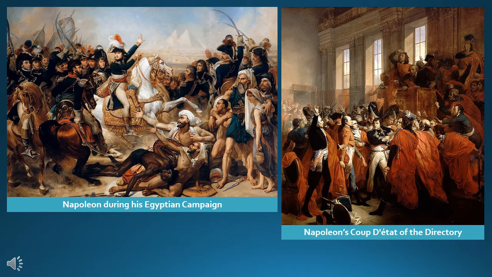1799 was the final year of the reign of the more conservative French Directory. Again, the Directory was born out of and completely dependent on the French Revolutionary Army. During the years of the radical phase and the years of the Directory, the French Revolutionary Army succeeded in campaigns against the English, the Austrians, and the Prussians, and other members of the First Coalition.